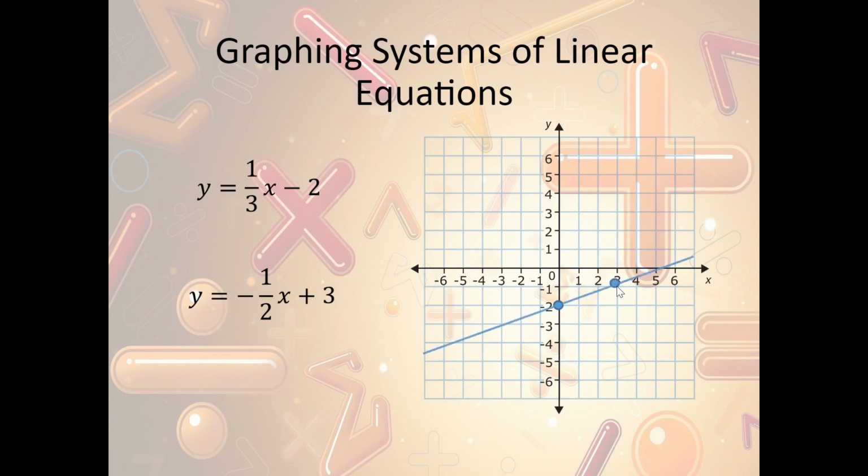Just like we did earlier, that's the same thing we're going to do now. Now, we're just going to plot the second line on the same graph. My y-intercept for this one is 3. So I'm going to go up 3 and plot my point. And my slope is -1/2. So I'm going to go down 1 to the right 2, connect the dots. And notice now I have a point where they intersect, which is right there. That is considered the solution to the system of equations.